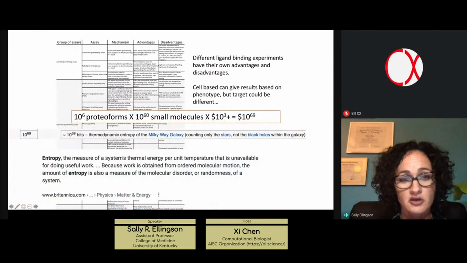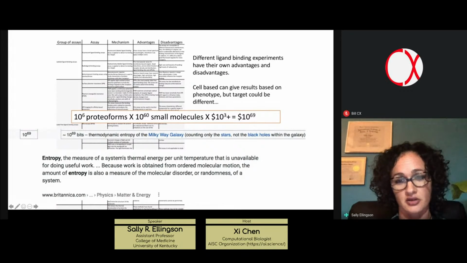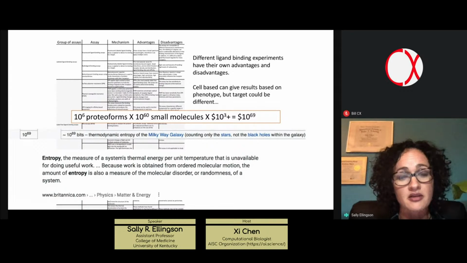So we showed from the other papers that there's predicted up to 10 to the 6 proteoforms, different structures of proteins, and 10 to the 60 small molecules. And then based off of just looking at some assays that are out there, we're using 10 to the third as the cost for an assay. But really, there's many different assays. They have different advantages and disadvantages, and experiments need to be repeated multiple times usually.